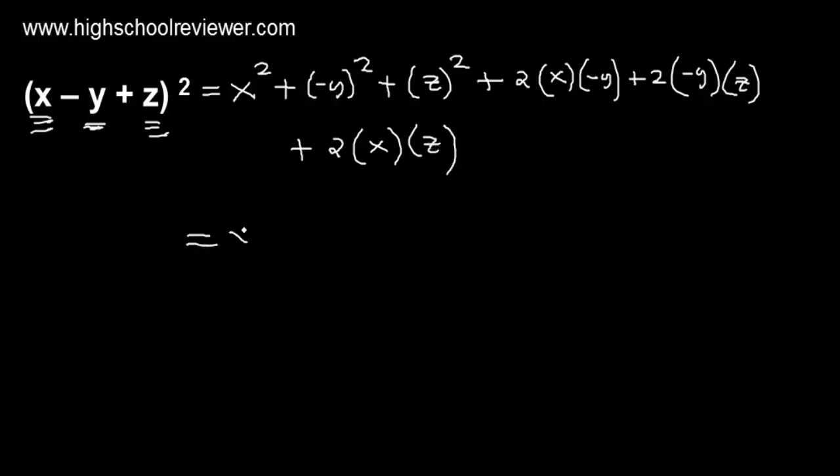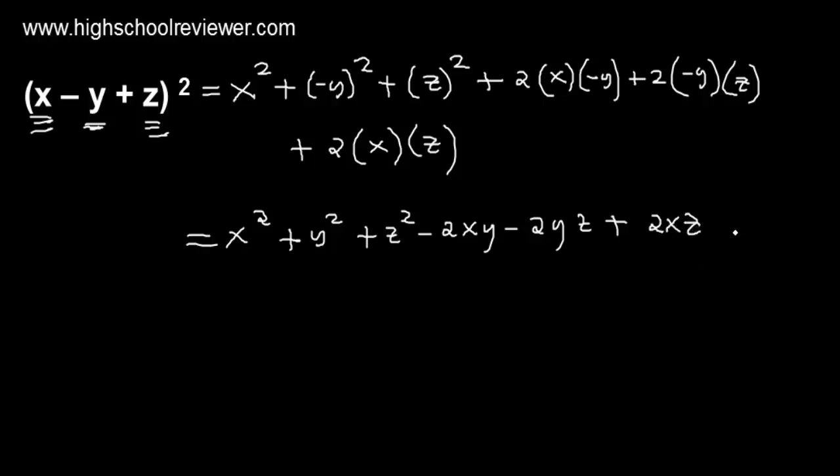We will have here x squared plus negative y raised to the power of 2, that will be plus y squared plus z squared. Positive 2 times x times negative y, this is negative 2xy. Positive 2 times negative y times positive z, this is negative 2yz. And positive 2 times x times z, this will be plus 2xz. Therefore, this is now our final answer.